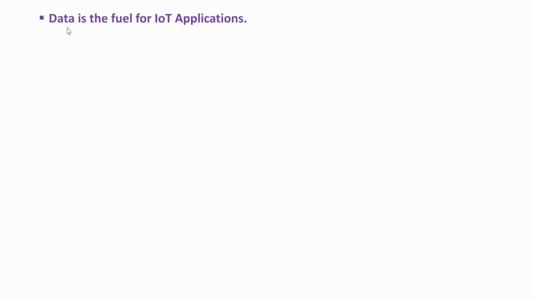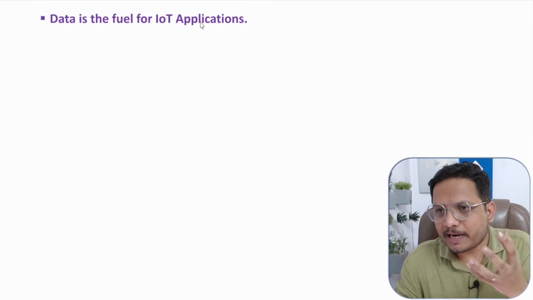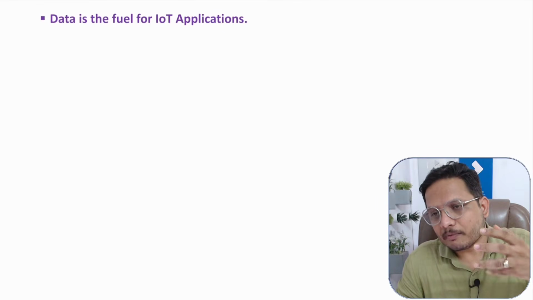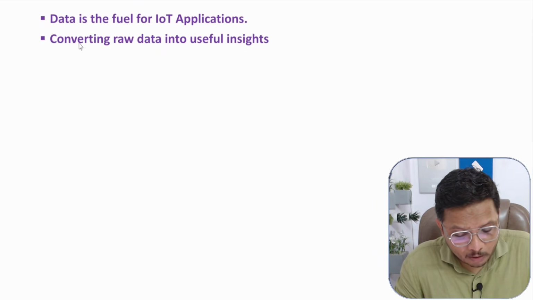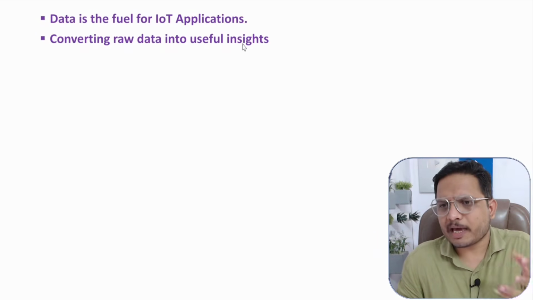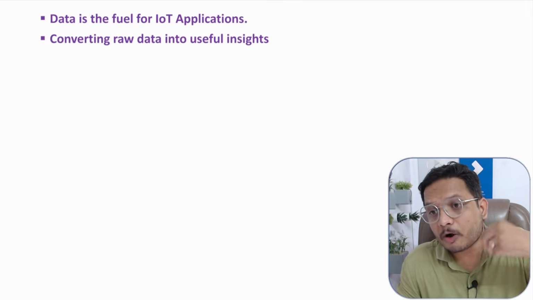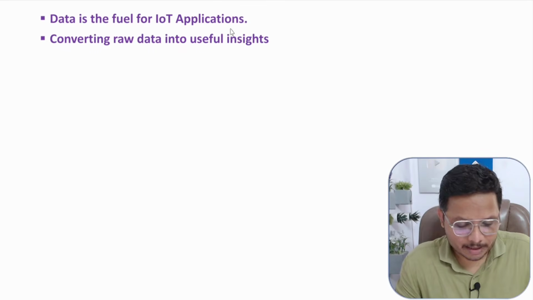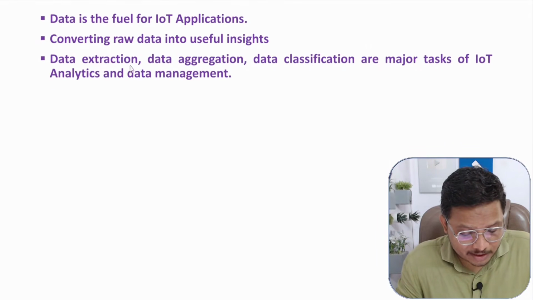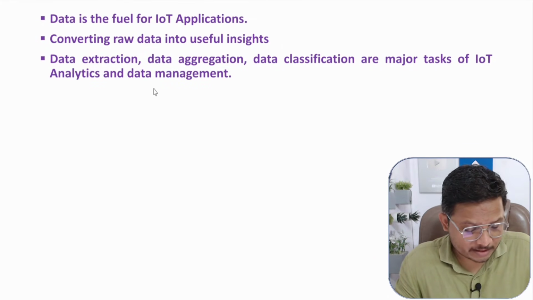Here, see, data is the fuel for IoT applications. So basically we are acting on the data, right? Data is the fuel over here, and based on data only, we are performing applications. We are converting raw data into useful insights. So we have raw, random data that we are capturing from the sensors, right? But from that raw data, what are the meaningful insights that we need to decide? And that decision we take here in data analytics and data management, right? See, data extraction, data aggregation, and data classification are major tasks of IoT analytics and data management.